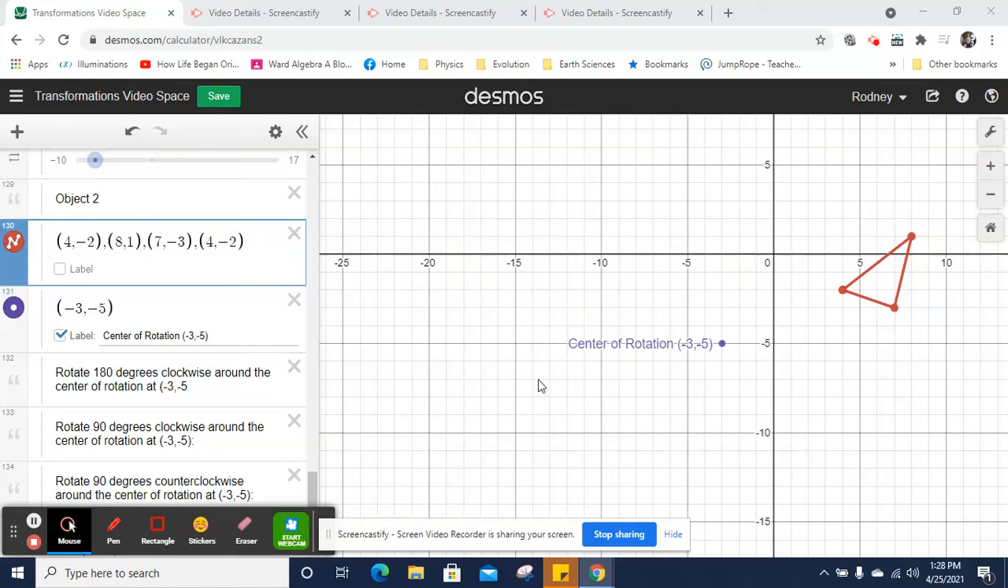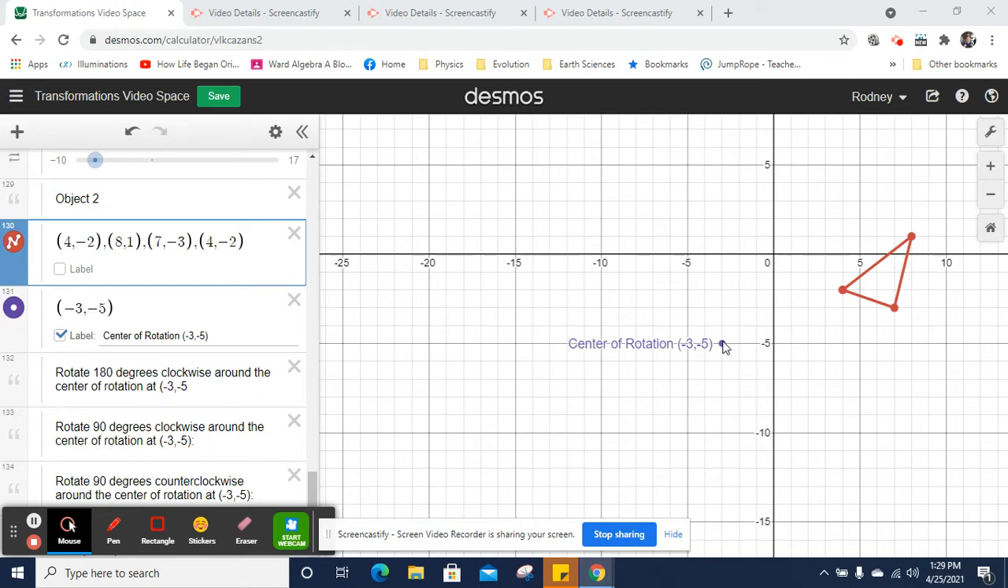This is Mr. Ward. I'm going to do a third video on rotations, and this is my second fancy rotations video. I'm going to rotate this triangle around -3, -5. That's going to be my center of rotation. I'm going to use the tools from the last video. If you didn't watch the last video, you really should. We're going to be applying some generalizations to be able to do this rotation.